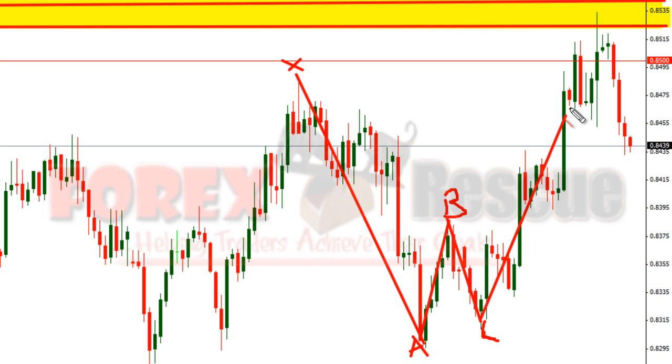You can see this is the CD leg. So this area is called point D. This area is our potential reversal zone. This is point D. So this is what we call a bearish crab pattern. You can see how price came down. So we expect that price falls further.